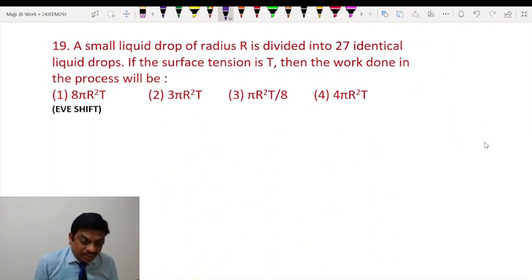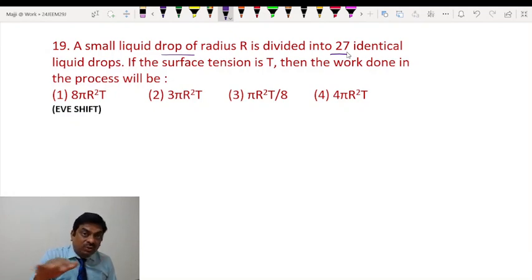A small liquid drop of radius R is divided into 27 identical liquid drops. If the surface tension is T, then the work done in the process will be? Now students, work done means what? Energy required, energy invested in that. So as you know, when a big drop gets divided into smaller droplets, surface area increases.